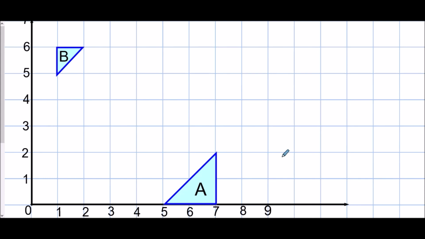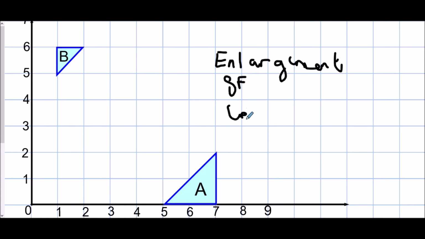Let's try it again with this one. We're mapping from A to B. And so we need, once again, to state what sort of transformation it is. Well, the shape size has changed. And so if the size changes, it must be an enlargement. And then we need, as always, a scale factor and we need a centre.